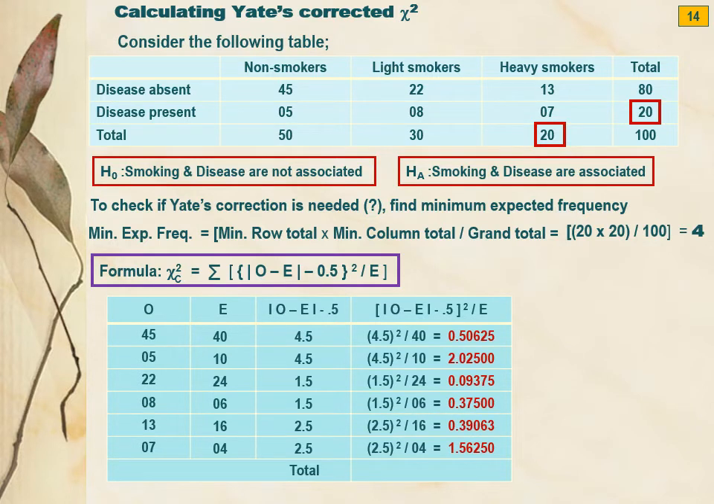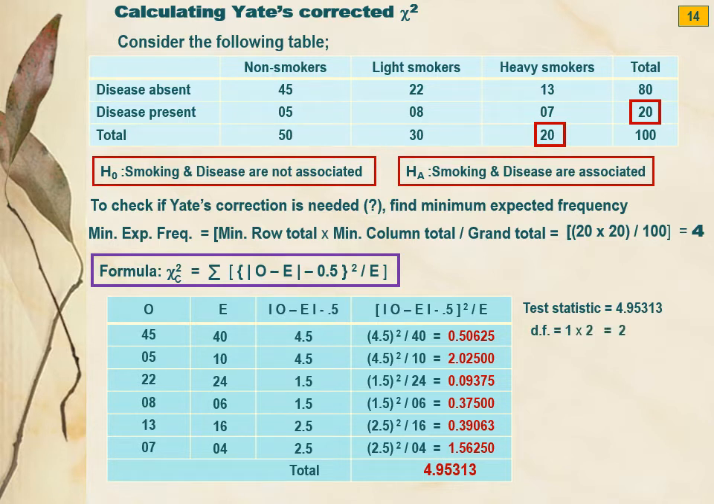Now from the difference of these two, further subtract 0.5. For the first one the difference is 5. Subtract 0.5 from it, so it will be 4.5. Similarly for the second one, again 5, it will be 4.5. For the third, the difference is 2. 2 minus 0.5 means 1.5. So you get this difference as shown here, square it, divide by the corresponding expected frequency, and you will get a value for each one like this, and this is the test statistic value, 4.95313. Here the test statistic is this one.